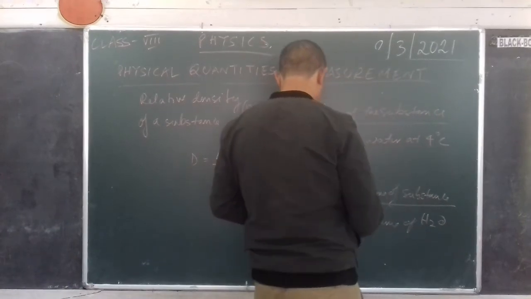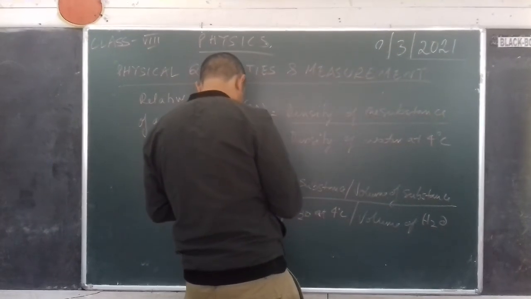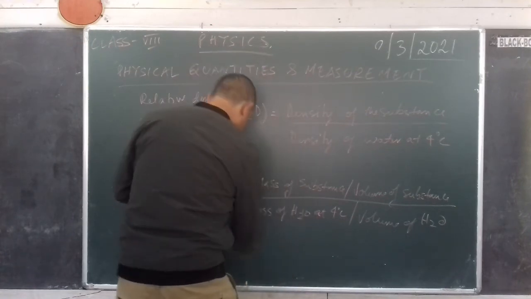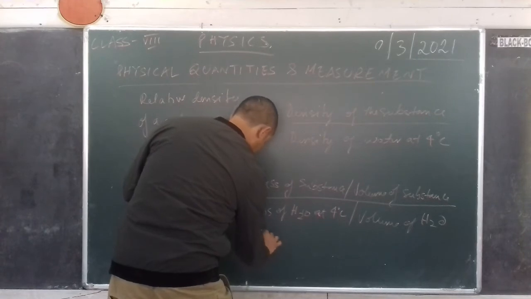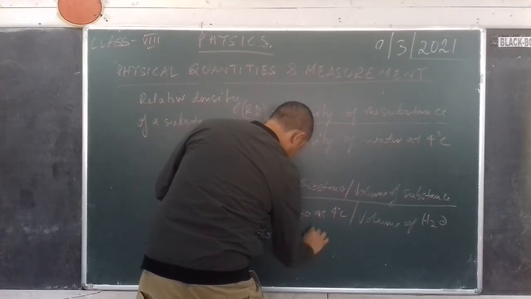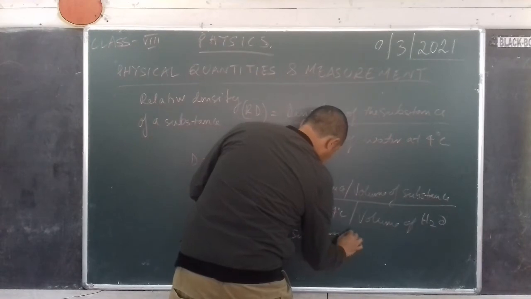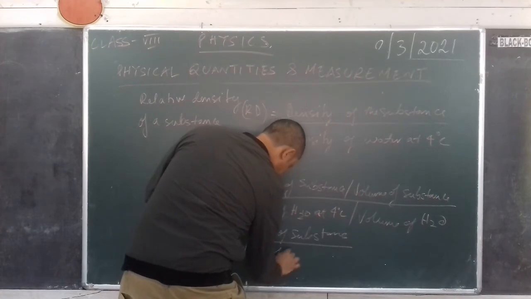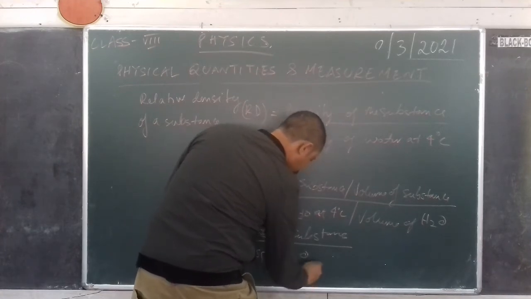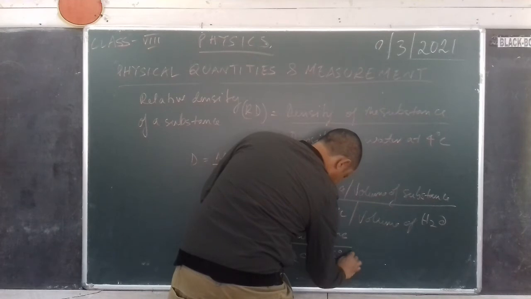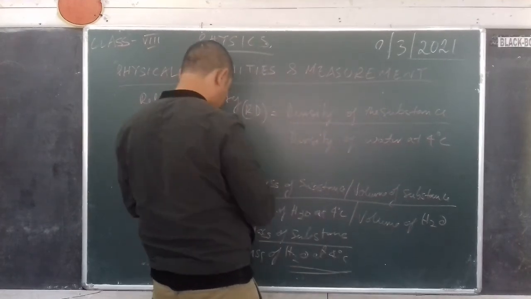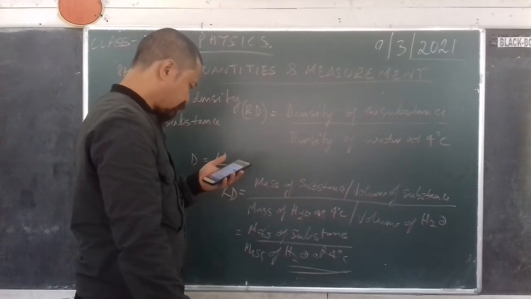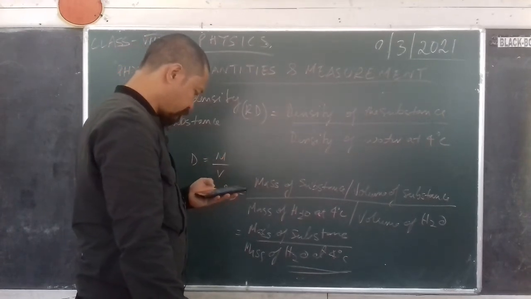Since, as it says, for equal volumes of substance and water, the volume gets cancelled, and then what remains is mass of substance upon mass of water at 4 degrees Celsius. The volumes of the substance and the water are the same, they are constant, that's why we remove them, they cancel out each other.